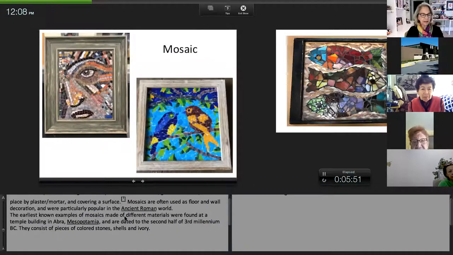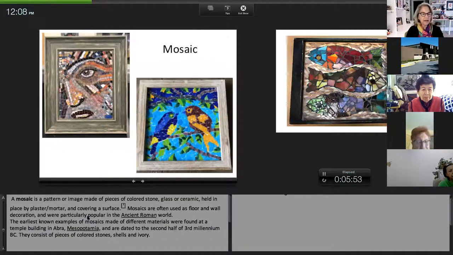And then we jump into mosaic. The top left mosaic is by Steve Scheer, and the one on the right is one that I did. And mosaic, again, for those of you that don't know, is a pattern or image made of pieces of glass or stone, and they're held in place by a mortar or grout. Many years ago, and even today, these are used on floors and walls, and they were very popular in ancient Rome.